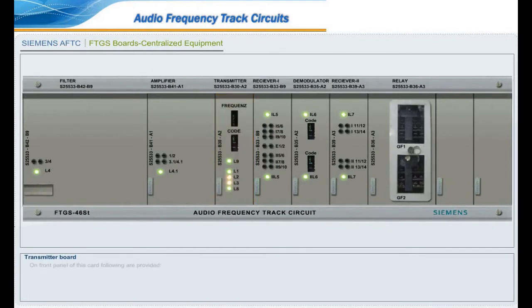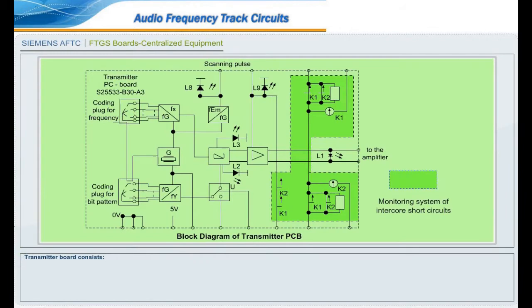Transmitter board. On the front panel of this card, the following are provided: frequency window, code bit window, LED indications L9, L1, L2, L3, L8. Note: no measuring sockets are provided on this card. The transmitter board consists of a frequency plug, coding plug, quartz oscillator, and modulator.